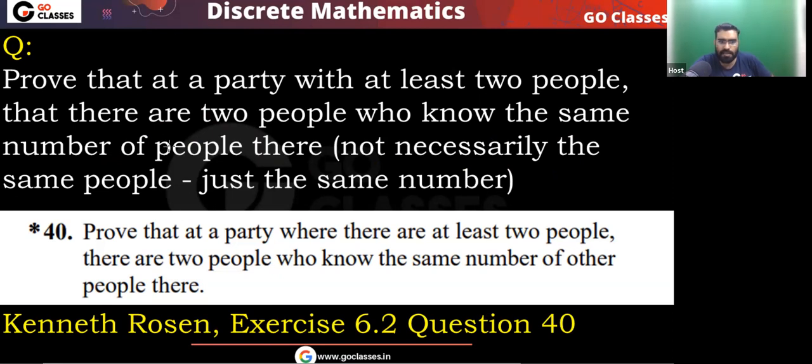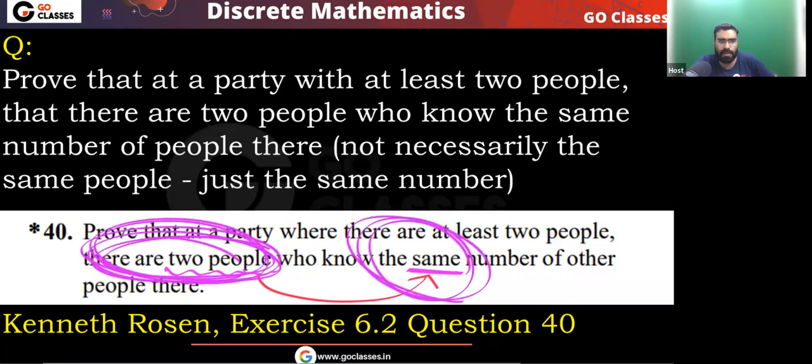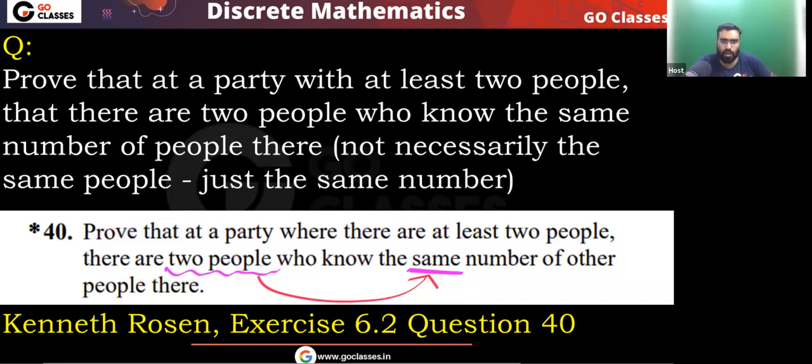So you can see this is the wording. You have a party where you have at least 2 people. Now, there are at least 2 people who know the same number of people. That means at least 2 pigeons go to the same pigeonhole. Is this point clear? So that is the pigeonhole principle hint you are getting. In any question, whenever you see this type of thing, that at least two people are going to the same number of something, then that is your pigeonhole principle.